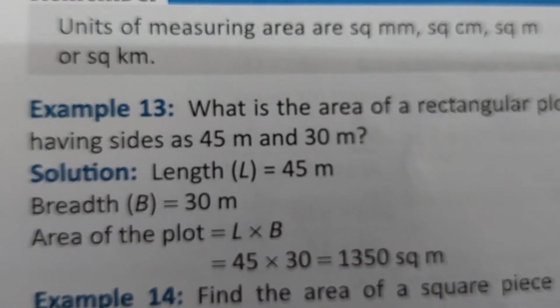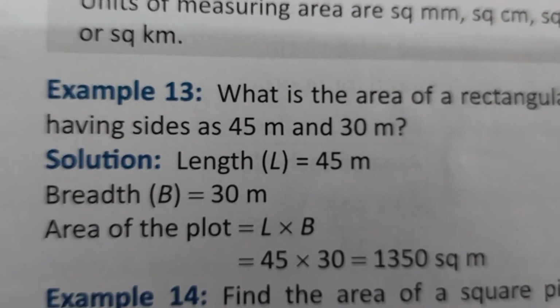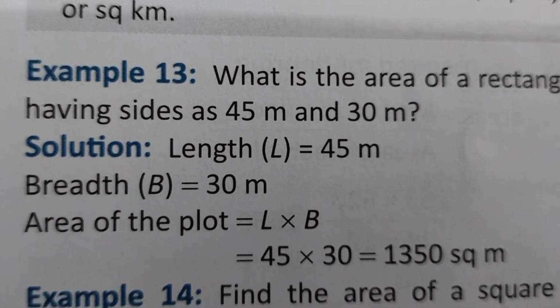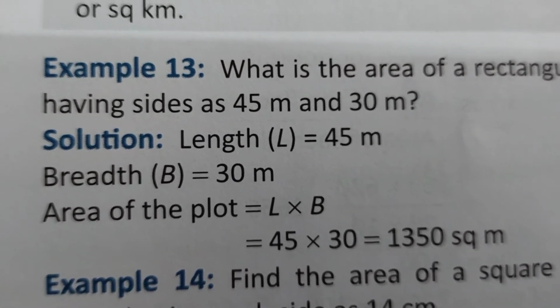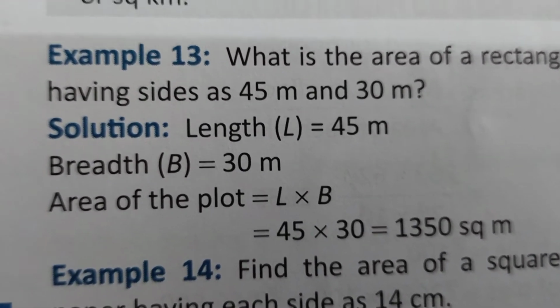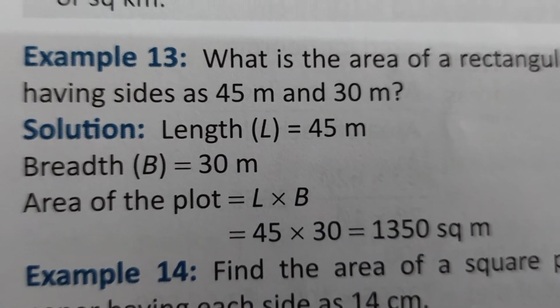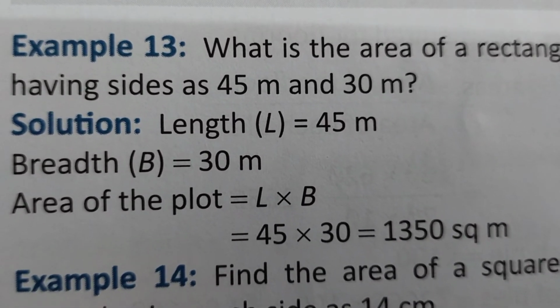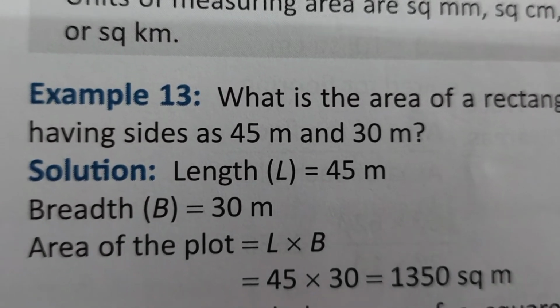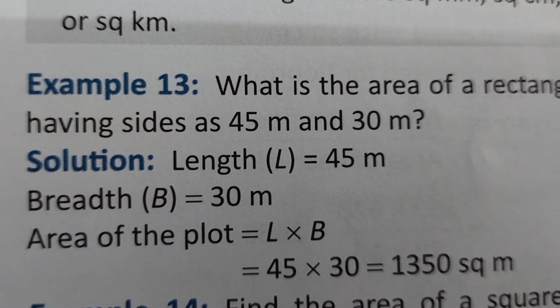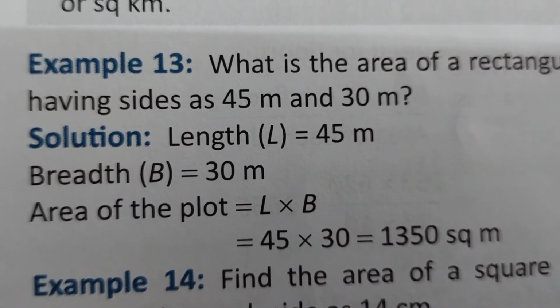See one example. What is the area of a rectangular plot having sides of 45 meters and 30 meters? So length L is 45 meters, breadth B is 30 meters. Area of the plot is L into B, which is length into breadth, 45 into 30, which is equal to 1350 square meters.